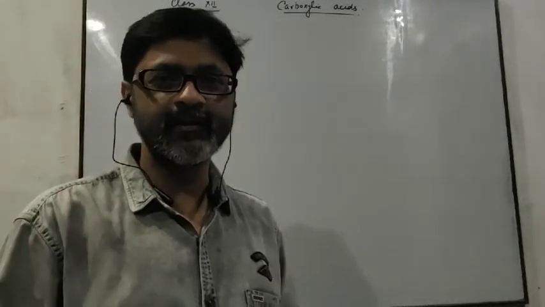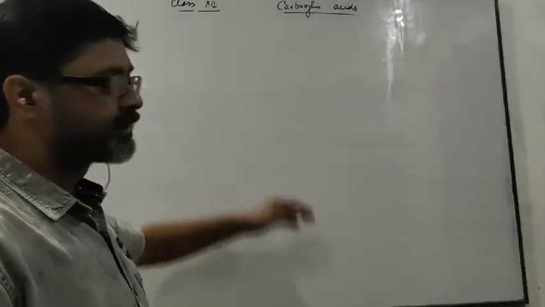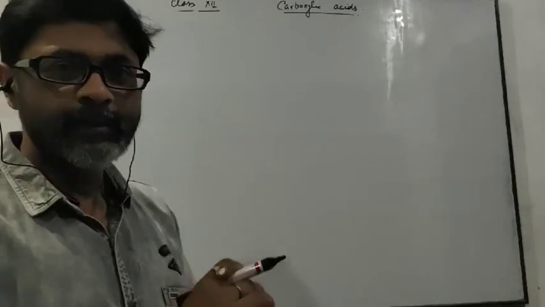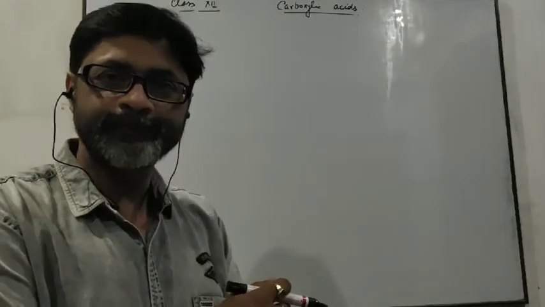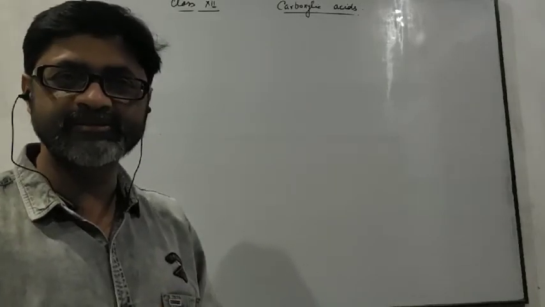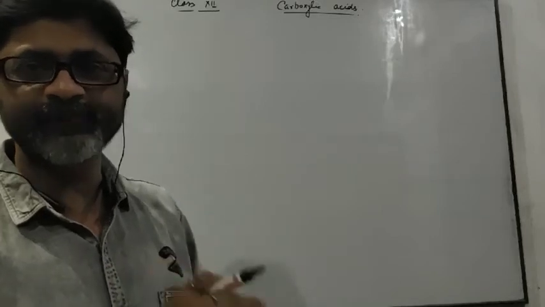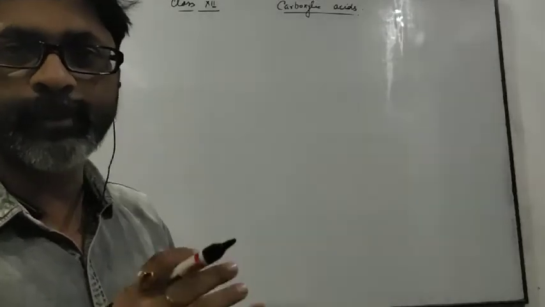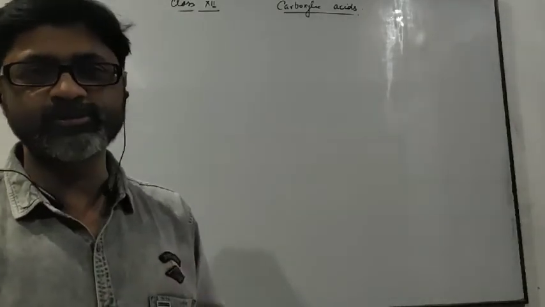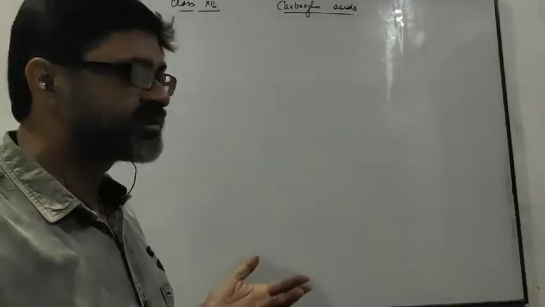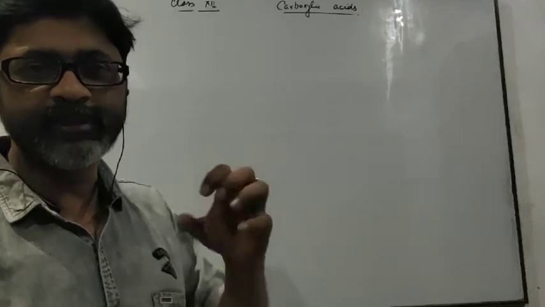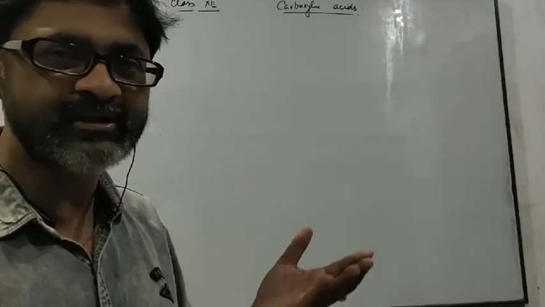Hello my dear children, I am going to continue this chapter on carboxylic acids. In my previous lecture, I have already discussed what carboxylic acids are, the methods for the preparation of carboxylic acids, the physical properties of carboxylic acids, and the acidic nature of carboxylic acids, and how the acidic nature gets affected due to the presence of electron withdrawing groups and electron donating groups, etc.